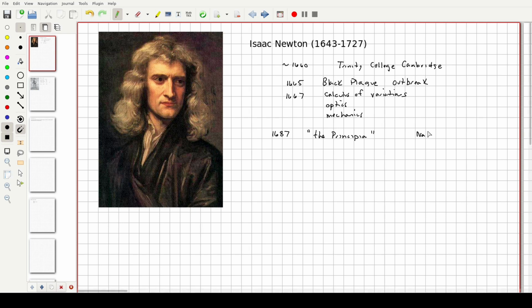Now, natural philosophy is also known as physics. And inside the Principia, you're exposed to Newton's calculus, his three laws of motion, and also a law of gravity.